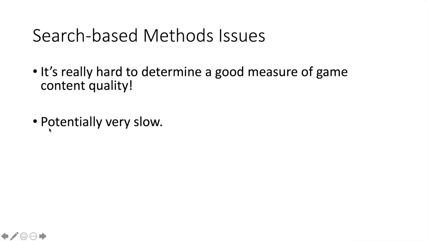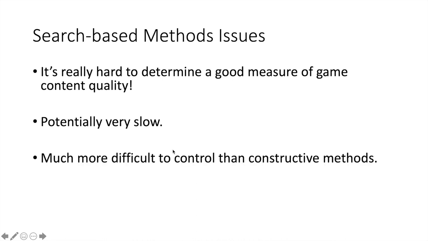They're also potentially very slow. Unlike a constructive method where we just build until we're done and then stop, we're going to iterate over lots and lots of possible pieces of content. It's much more difficult to control than constructive methods, where we can just swap out our tokens or our rules directly to have a massive impact on the space of possible outputs. It's not a search space in that case. And again, more on this on Friday.